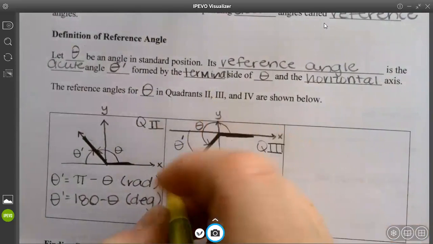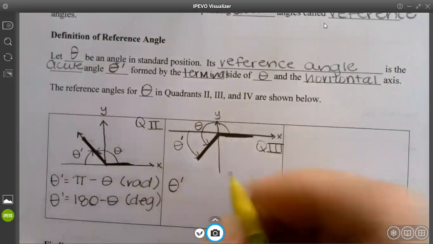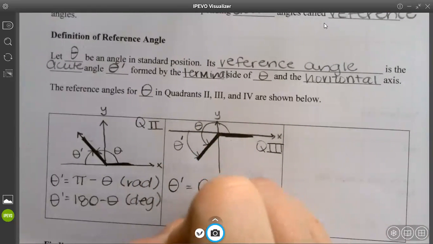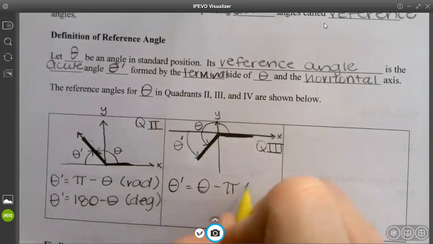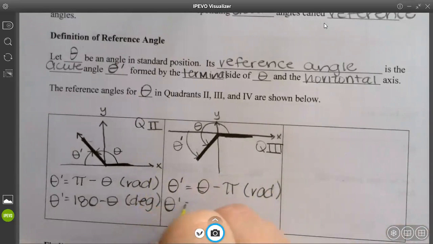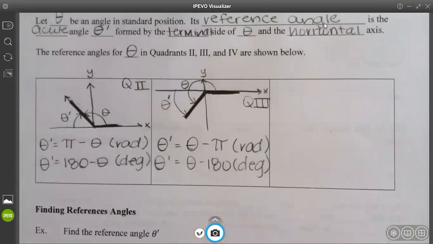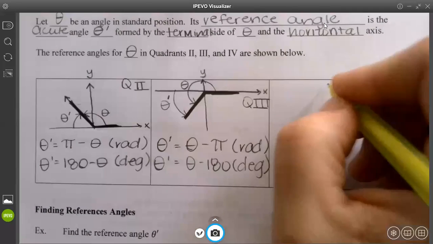So to find that, to find this little reference angle, you're going to do theta minus pi if it's in radians, or theta minus 180 if it's in degrees. Now, do not stress out because I'm going to teach you how to do this. So just write it down to begin with. And then we're going to talk about quadrant 4.